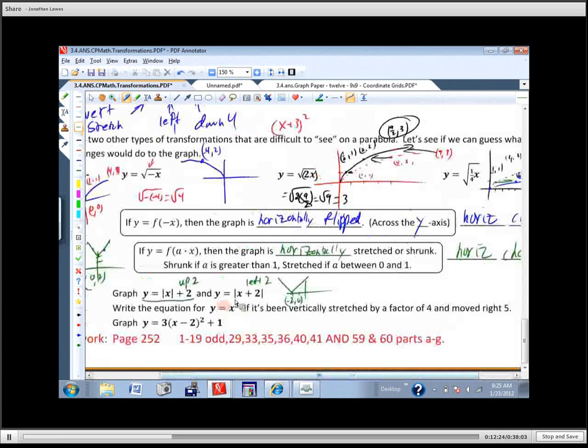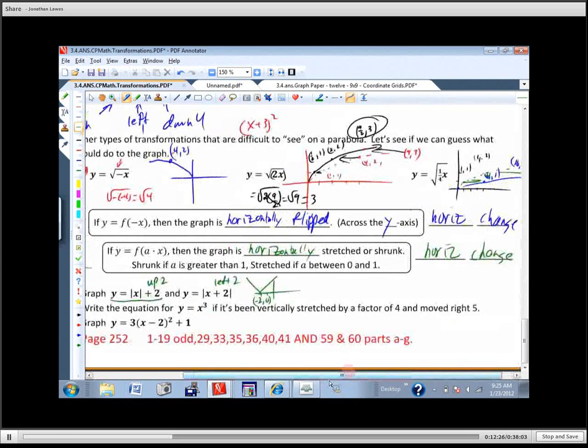So would you go ahead and write down what you think the answer is for this? So y equals x cubed. We're going to take that shape and we're going to change it by vertically stretching it by a factor of 4, and moving it to the right 5 units. Okay, write down what you think is the way to do that.